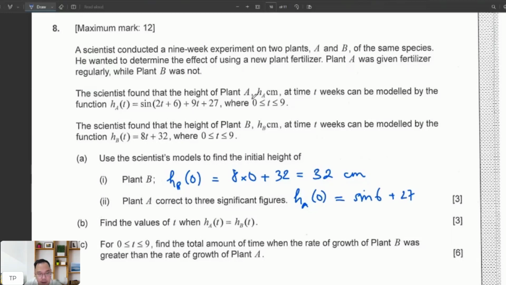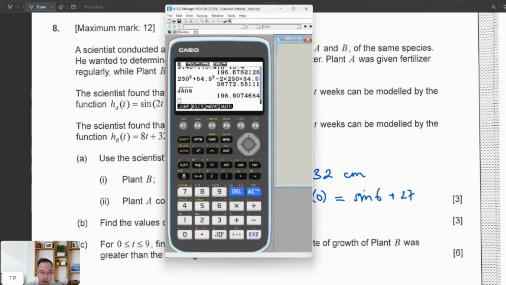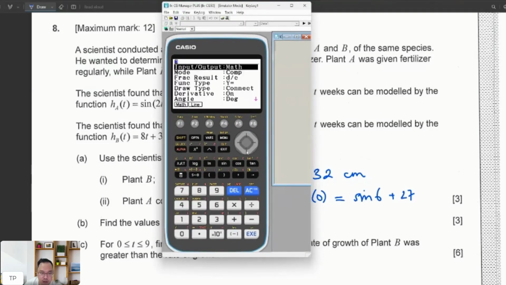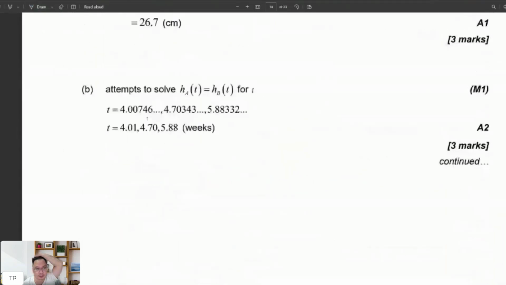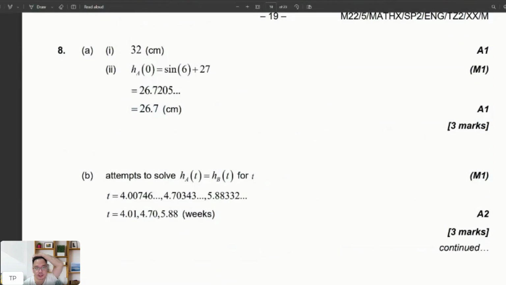Because the time is given by the number 0 to 9, I need to change the angle measurement to radians. Then take the sine of 6 and add it with 27. The initial height of plant A is 26.7 centimeters, to 3 significant figures. The sine there is a negative value. So the answer is 27 plus sine 6, and that is definitely radians.